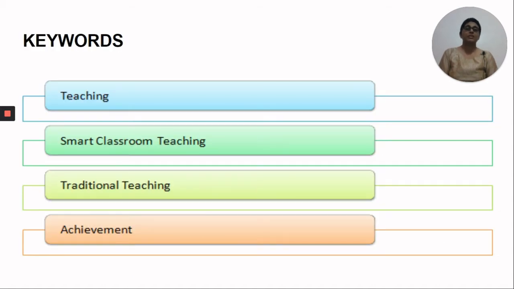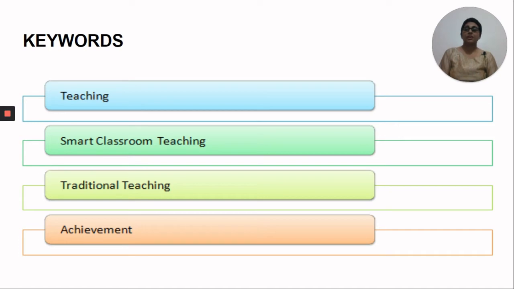Keywords of this research paper are teaching. Teaching is showing of knowledge and experience in classroom. Second keyword is smart classroom teaching. Smart classroom teaching is the teaching using a smart board where the concepts are designed to help teachers in meeting with new challenges and developing students' abilities and performance.